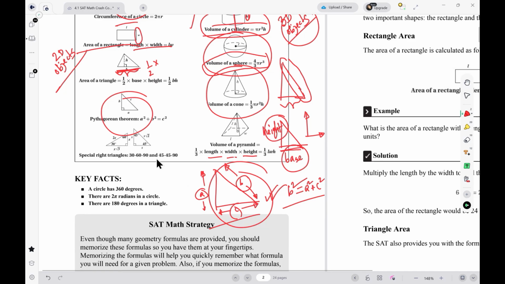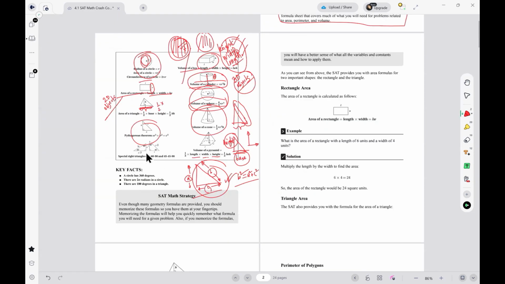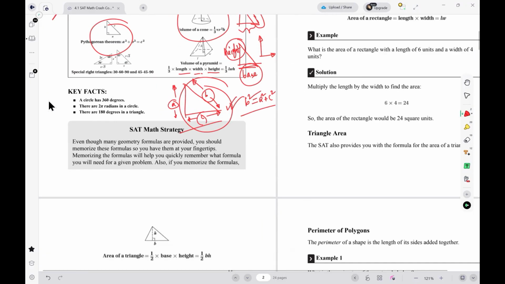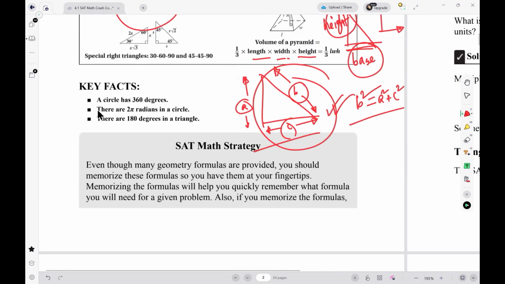Basically, we have so much maths, so I'm just giving you the preliminary ideas. So key facts: a circle has 360 degrees. There are 2 pi radians in a circle. There are 180 degrees in a triangle. So a circle has 360 degrees. For example, this is the circle and this is the radius. If you start walking from here and keep walking around, and then you come again to this point, the angle you covered is basically 360 degrees.